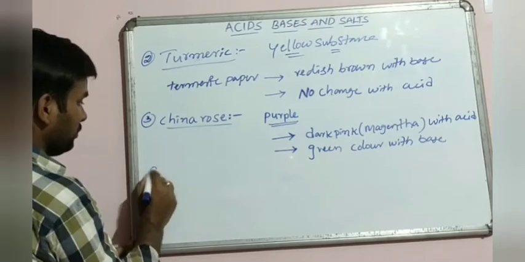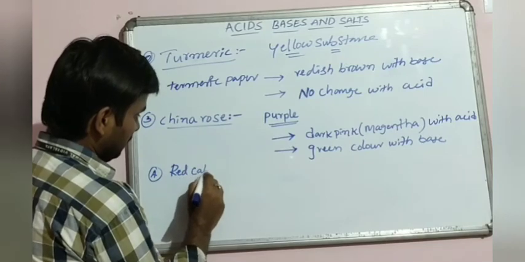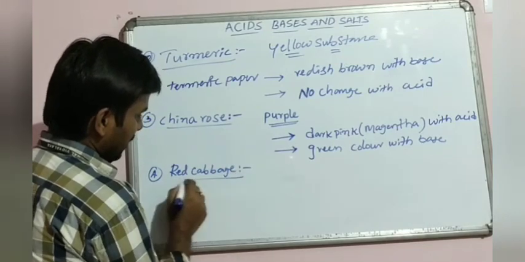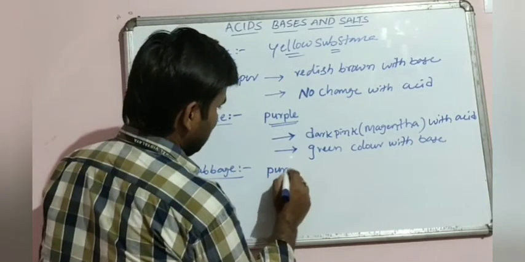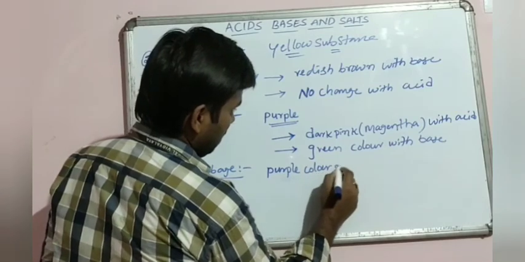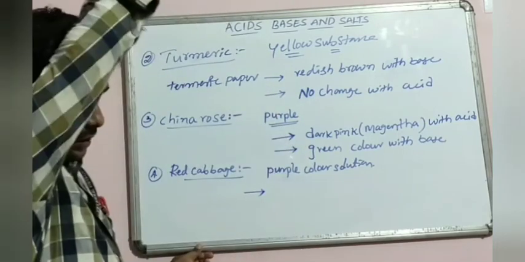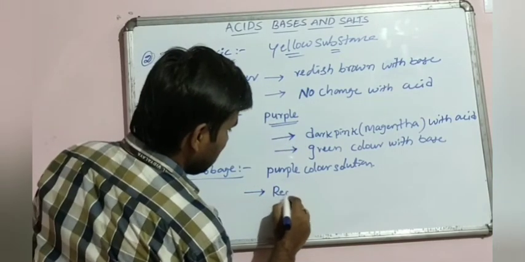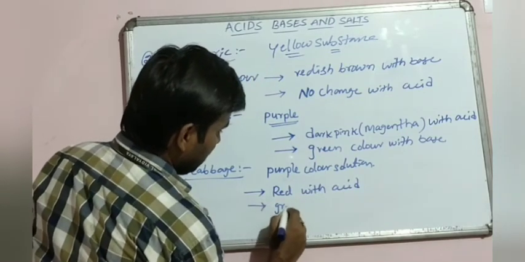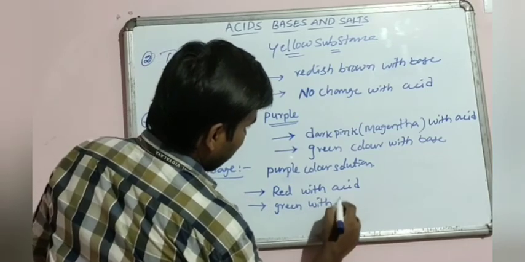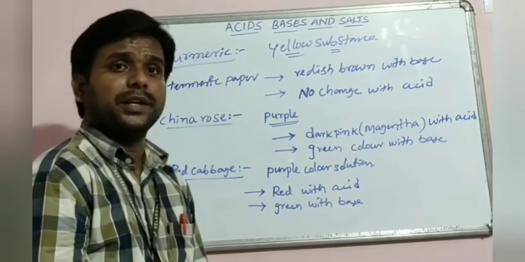Next, the fourth one, red cabbage. Red cabbage is also a purple color solution. It turns to red color with acid and green color with bases. Yes, these are the natural indicators.